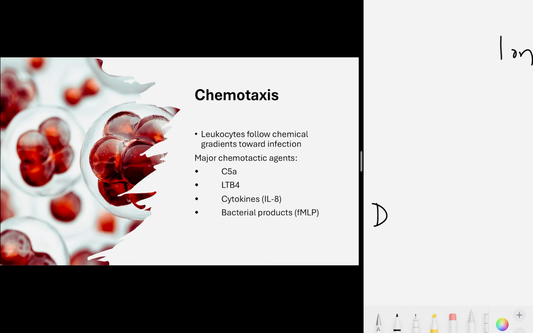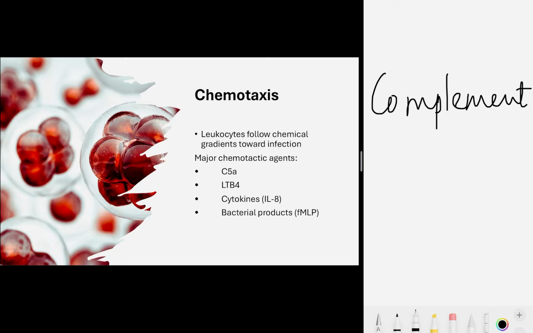Once leukocytes exit the bloodstream, they are guided toward the inflammatory focus by chemotaxis. This movement occurs along a chemical concentration gradient. Major chemotactic agents include complement fragment C5a, leukotriene B4, interleukin-8, and bacterial products such as N-formylmethionine peptides. You can think of chemotactic mediators as a GPS navigation system that directs neutrophils to the battlefield of infection.